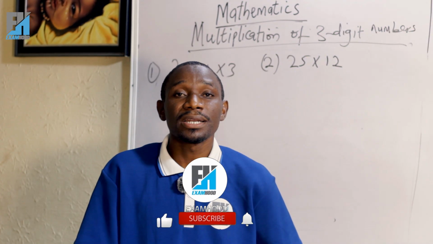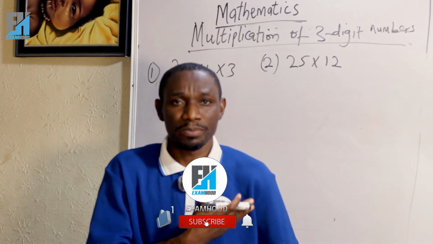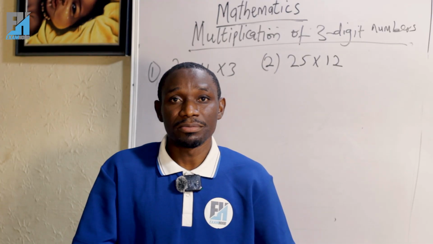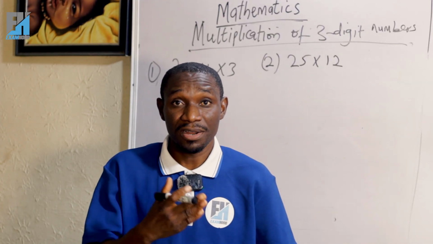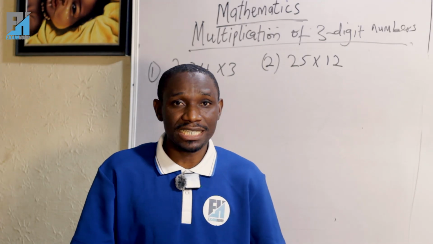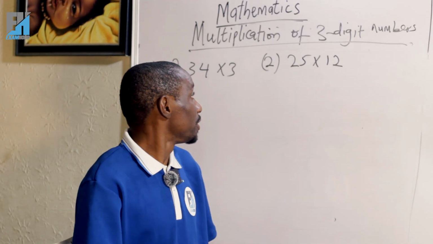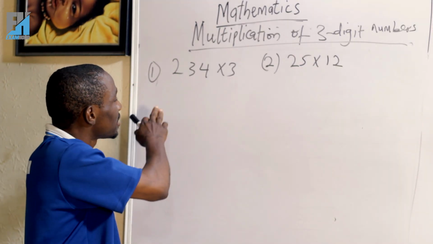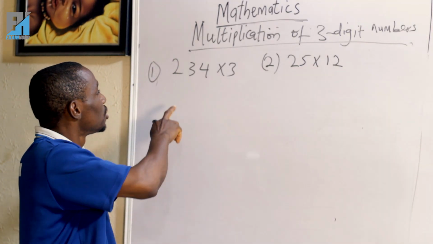All right, welcome back. We want to continue from where we stopped, but today we also want to look at a fresh topic in mathematics for primary 5, our first term. And this topic is multiplication of 3-digit numbers. Multiplication of 3-digit numbers. So let's look at these examples here.